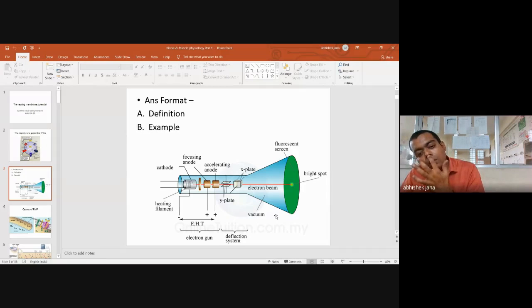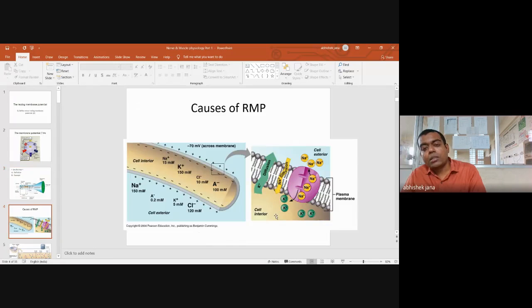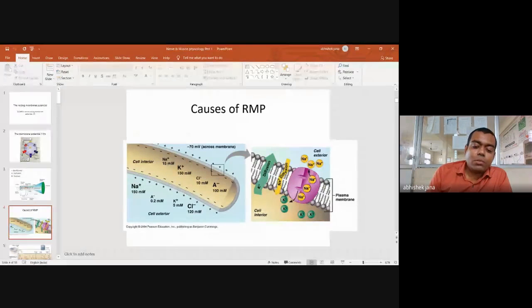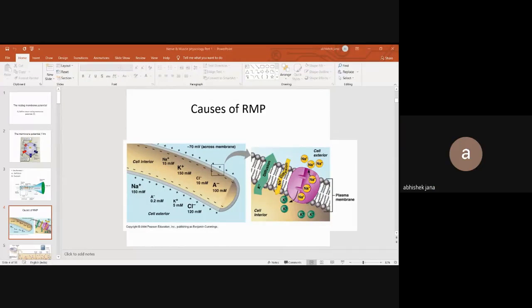Now, how do these differences happen? What is the basic reason behind that? There are thousands of reasons out there, but very few reasons are very important. So what are the important reasons you need to see in this case? The causes. If you see in this part, just take a look at the distribution of sodium, potassium, calcium and chlorides in and outside of the cell membrane.